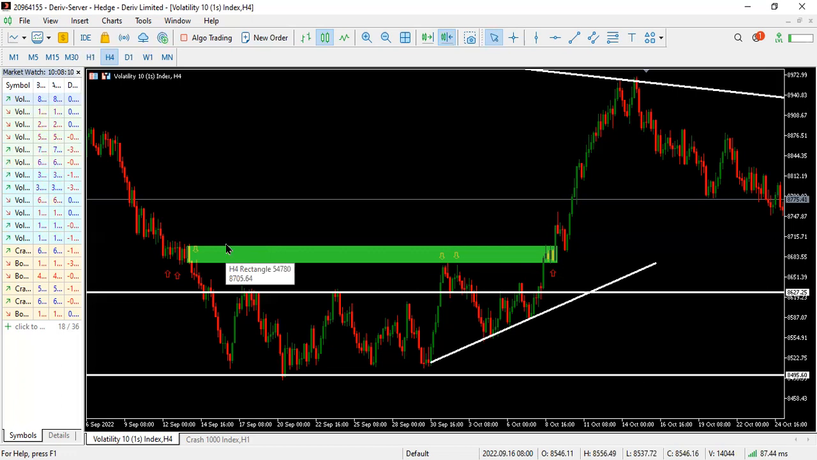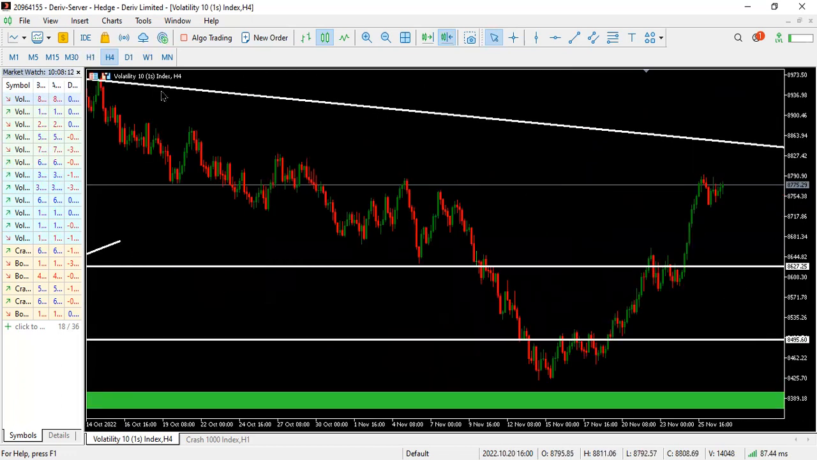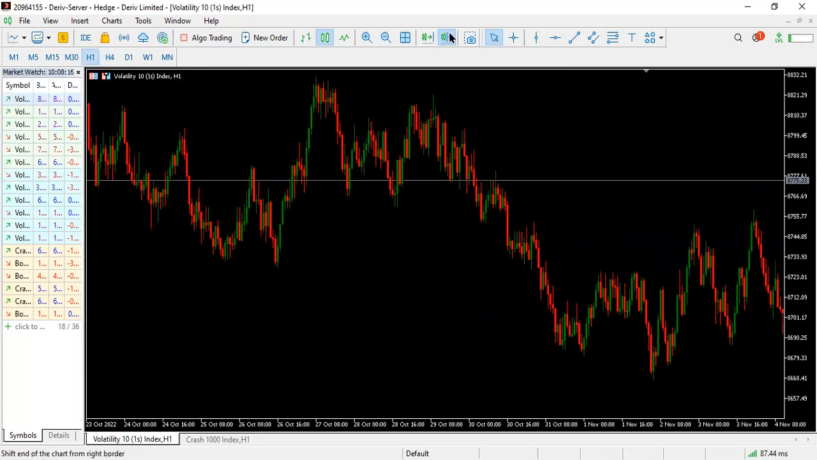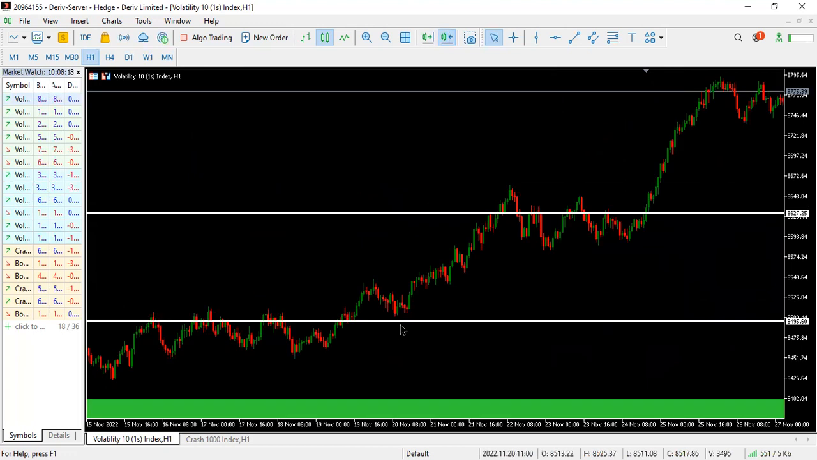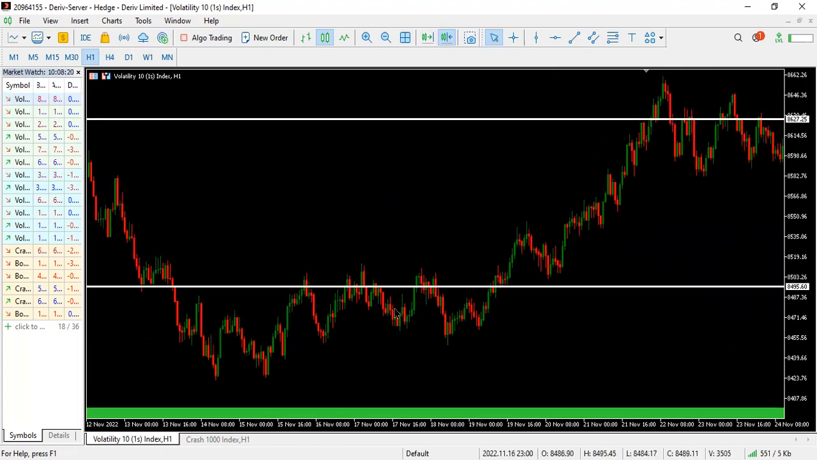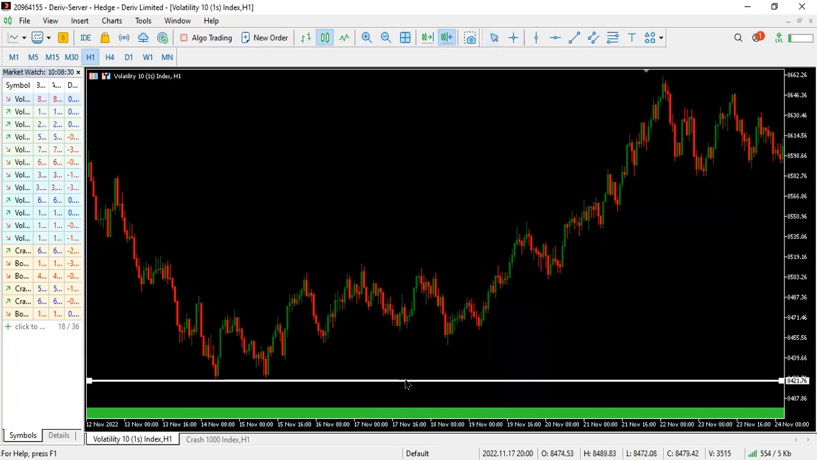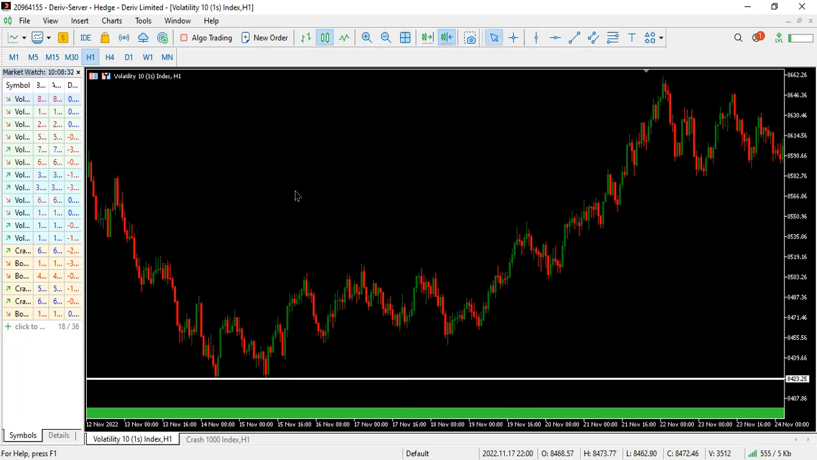Next. Okay, let's go to smaller time frames. Start from here. Look at what happened here. Let's remove it. Look at what happened here. We're going to use this one as our support. And then look at what happened this side.